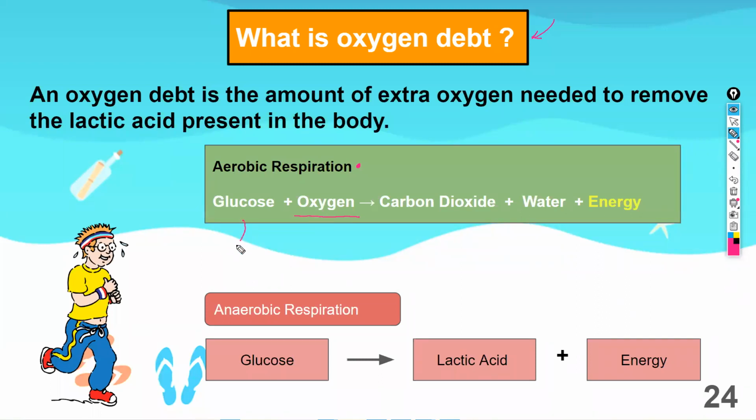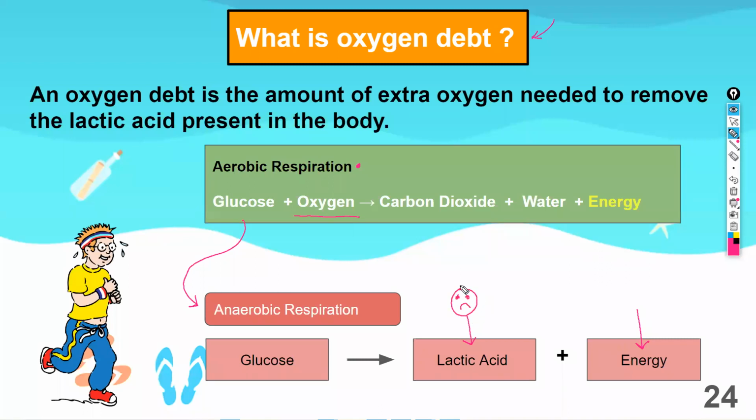Oxygen. So your body reverts to anaerobic respiration. Remember, in anaerobic respiration, your body does not need oxygen. So what happens is that the glucose is converted into lactic acid and energy. But keep in mind that lactic acid is bad.